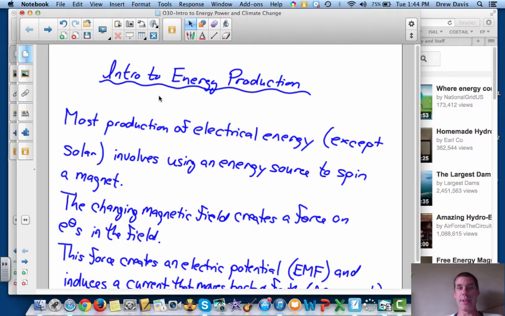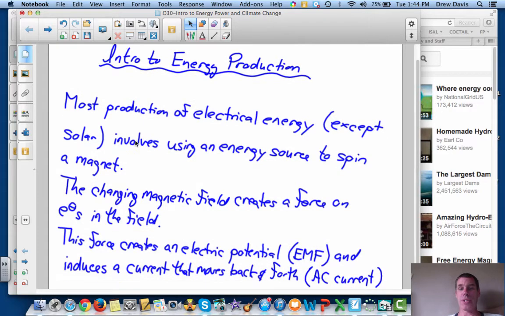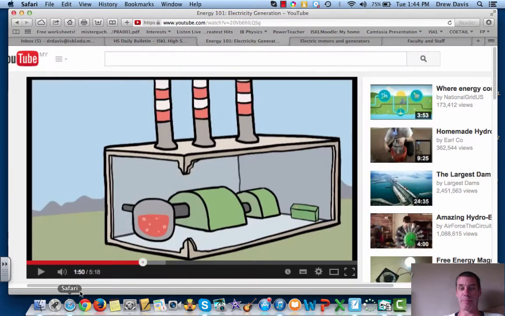Okay, and in most cases, with the exception of solar, most energy takes a magnet and spins it, or takes a coil like a wire and spins it in a magnetic field. Most of the time it's a magnet that spins, though, inside of a coil, and that spinning magnet induces or creates electric current. It creates electricity. And so what I want to do is show you how that works.